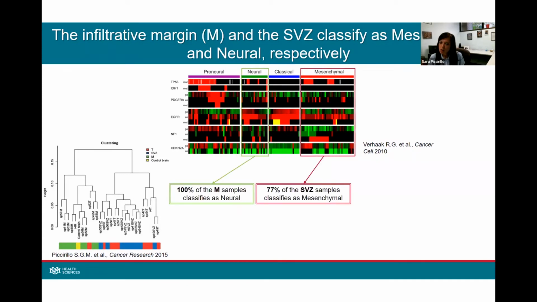What we found is that while 100% of the infiltrative margin samples always classified as the subtype labeled neural, which is the closest to the normal brain, the subventricular zone samples, the vast majority of them, 77%, classified as mesenchymal, which is one of those subtypes characterized by the worst prognosis.